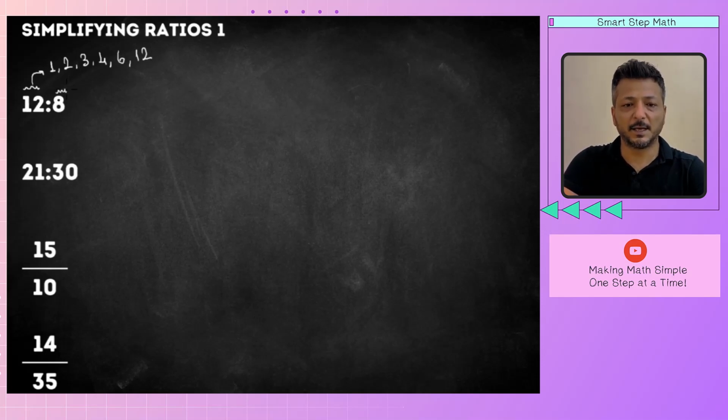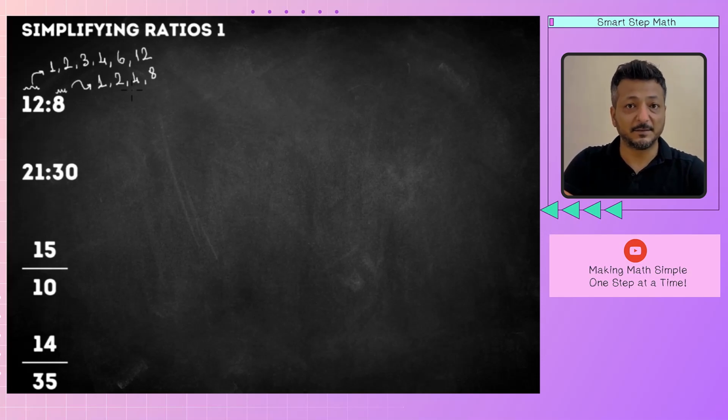Similarly, let's look at the numbers that can divide 8. 1 divides 8. 2 divides 8. 4 divides 8. And 8 divides 8. At this point, we need to think about this. We say that our goal is to simplify it to the most basic form.